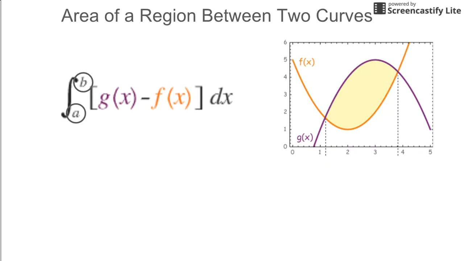Inside the parentheses are the two functions that create the two curves that cross to make the region. The curve on top always goes first. In the case of the example graph, function g of x has the top line, which is why it comes first. Function f of x has the bottom line. This is why the function f of x will be subtracted from the function g of x.